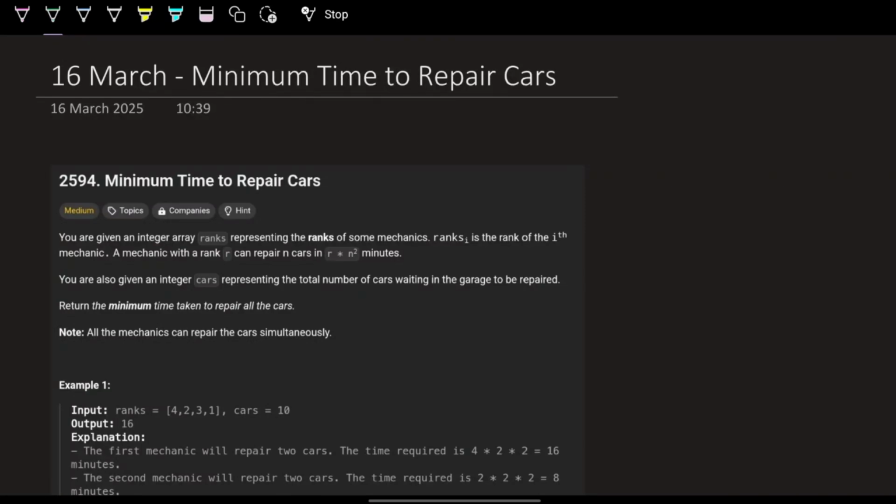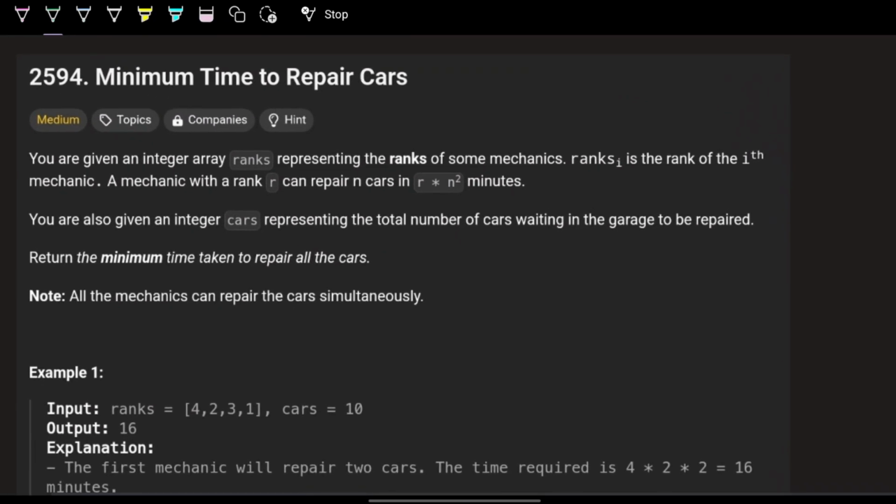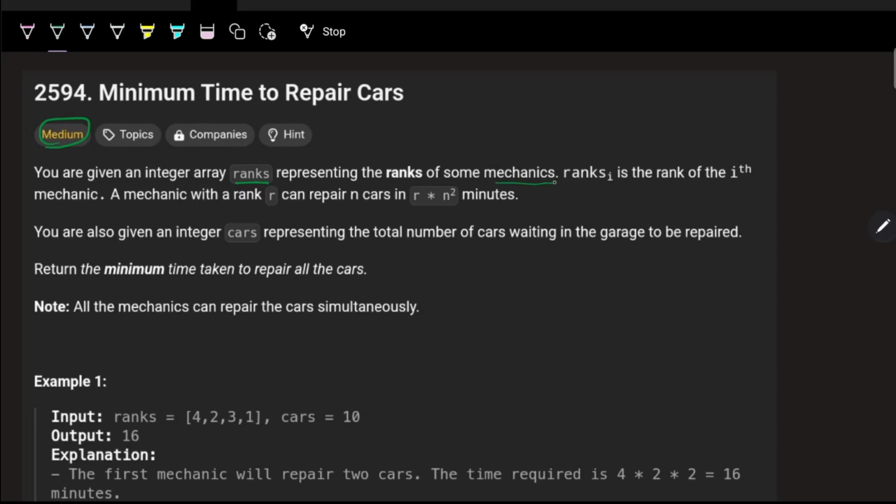Hello guys, today's LeetCode problem is Minimum Time to Repair Cars. It is a medium level problem. You are given an integer array ranks representing the ranks of some mechanics. The rank of the ith mechanic is ranks[i]. A mechanic with rank R can repair n cars in R times n squared minutes.